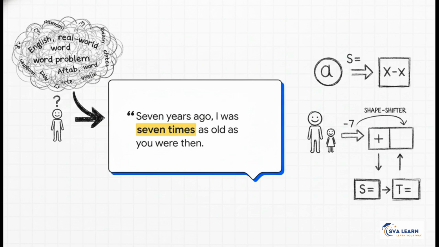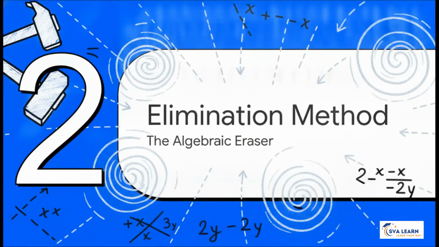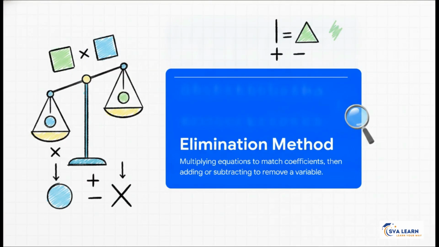No guessing required whatsoever. All right, moving on to tool number 2, the elimination method. Let's call this one the algebraic eraser. I want you to think of this method like a perfectly balanced scale. Because look, sometimes substituting is just too messy. So instead, we align our two equations vertically, right on top of each other.